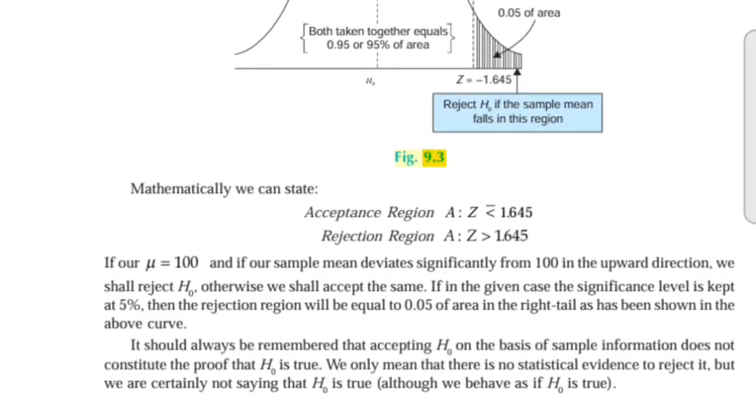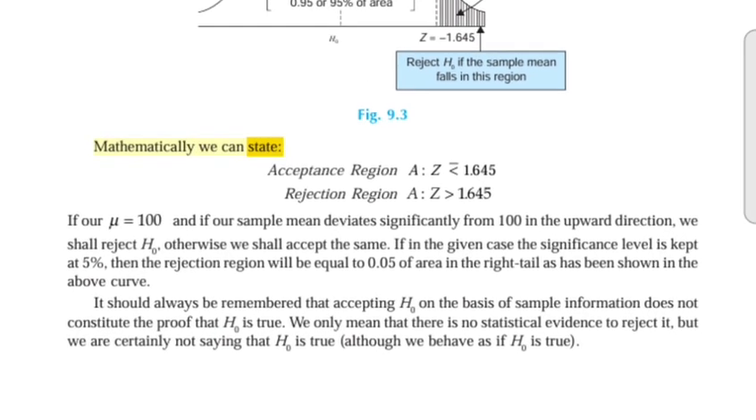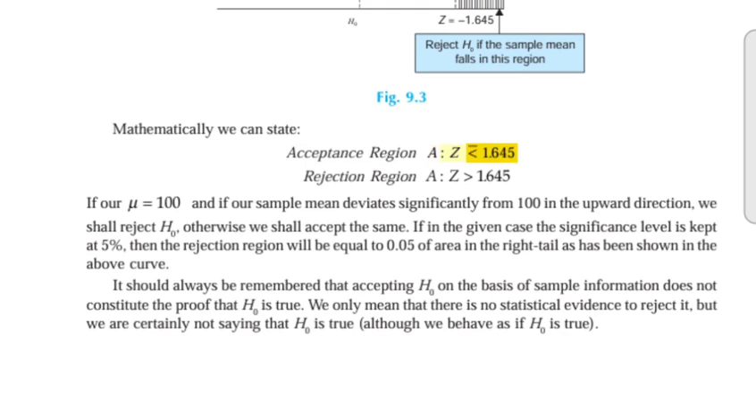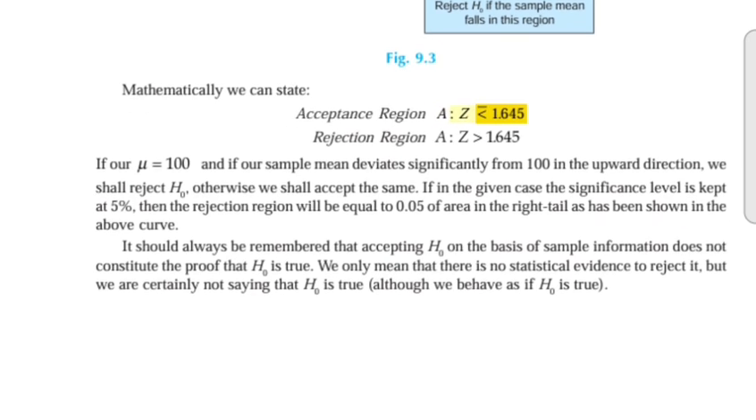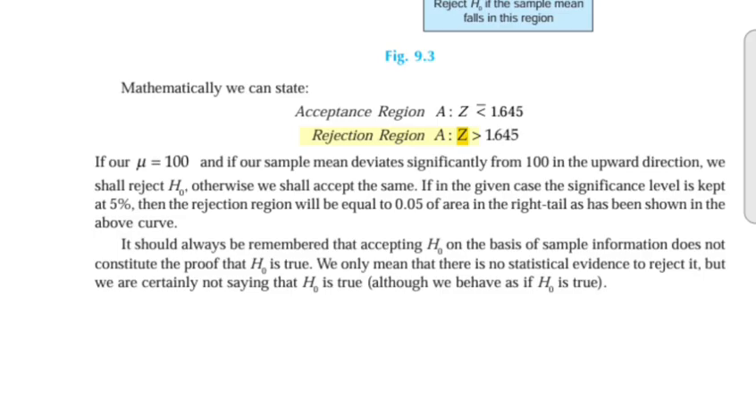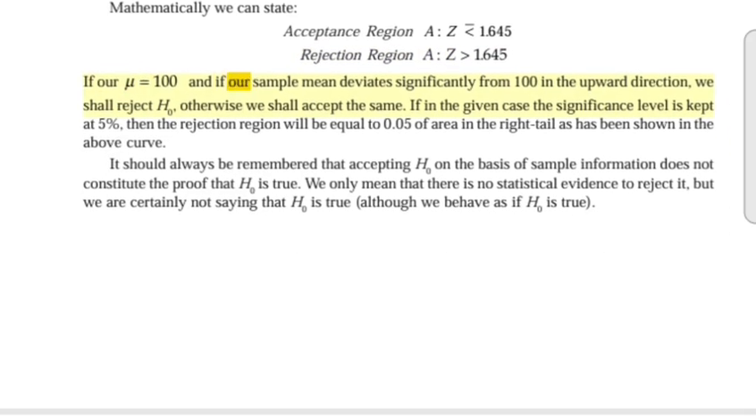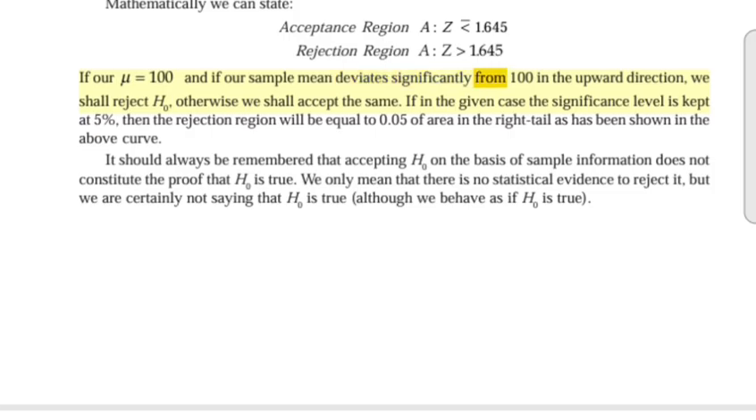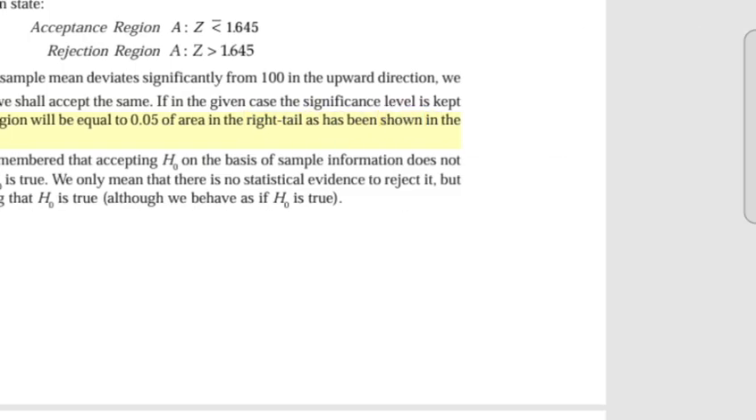Fig. 9.3. Mathematically we can state: acceptance region is Z less than 1.645, rejection region is Z greater than 1.645. If μ_H0 equals 100 and if our sample mean deviates significantly from 100 in the upward direction, we shall reject H0, otherwise we shall accept the same. If in the given case the significance level is kept at 5%, then the rejection region will be equal to 0.05 of area in the right tail, as has been shown in the above curve.